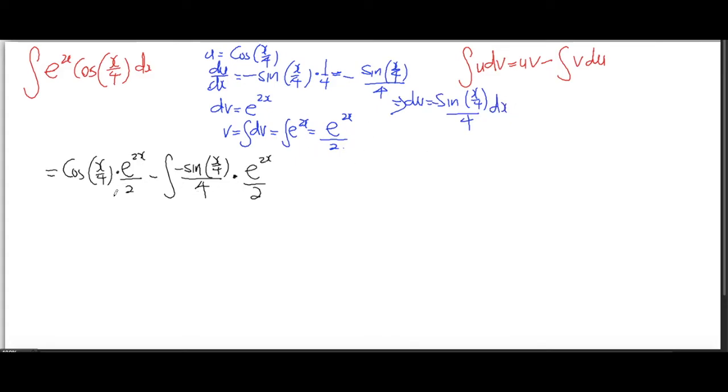So let's solve this. If I simplify this side, what I'll have is cos x over 4 multiplied by e to the power of 2x, the whole thing divided by 2. And then this is minus; I'm going to take the negative out and make it positive, and 4 times 2 will be 1 over 8.